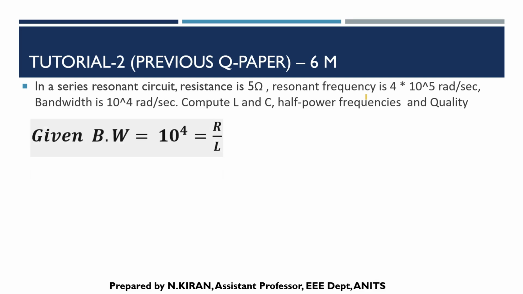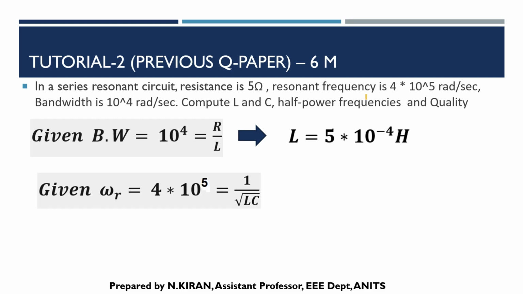So given that the bandwidth value is 10 power 4 radians per second, which is nothing but R by L. Since the R value is known, we get the inductor value to be 5 into 10 power minus 4 henries. Similarly, the resonant frequency omega r is given as 4 into 10 power 5 radians per second. The formula is 1 by root LC. Since we already know the value of inductor, from that expression capacitor value will be C, which is 1.25 into 10 power minus 8 farads. So I found out the values of inductor and capacitor.